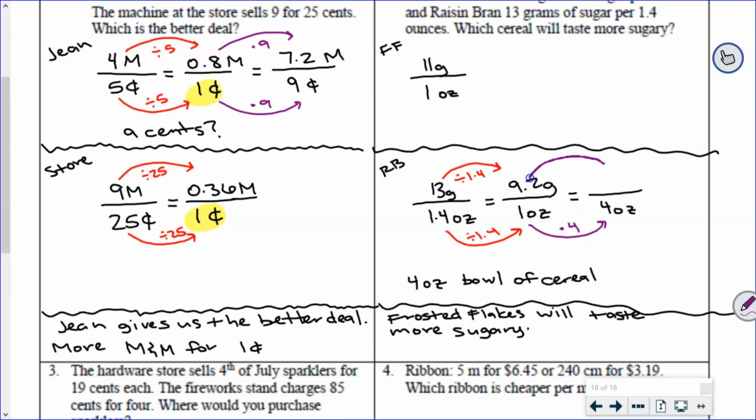So this number gets the same treatment. 9.2 multiplied by 4, help me out. That was really quick calculations. 36.8 grams of sugar. So if I have a 4-ounce bowl of Raisin Bran, I'm still going to be eating 36.8 grams of sugar. Okay, again, we can use those unit rates to help us answer other questions and solve problems.